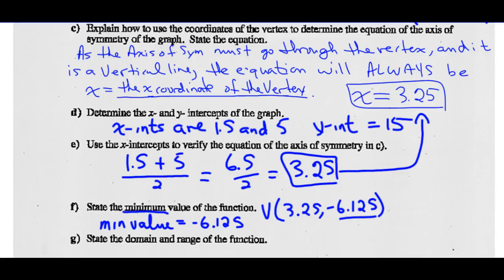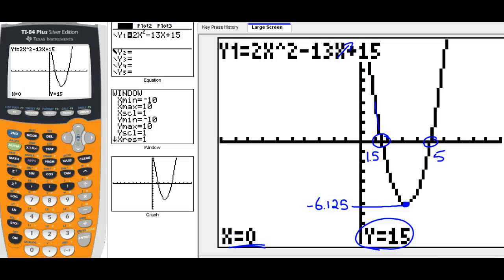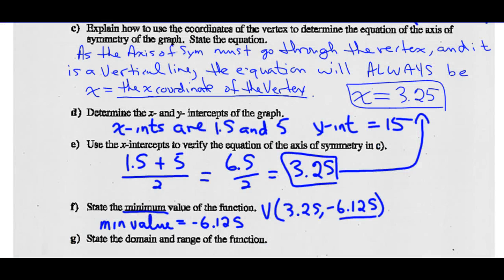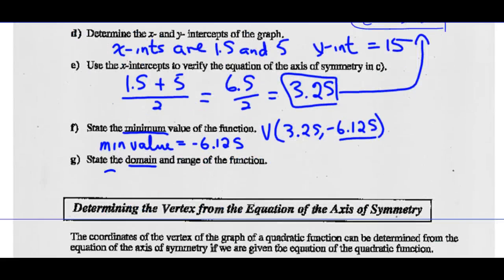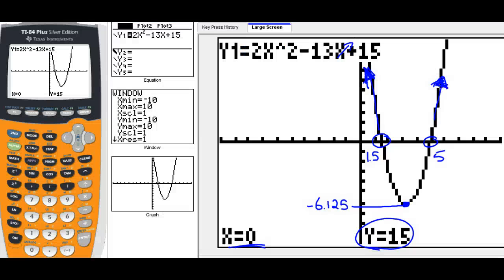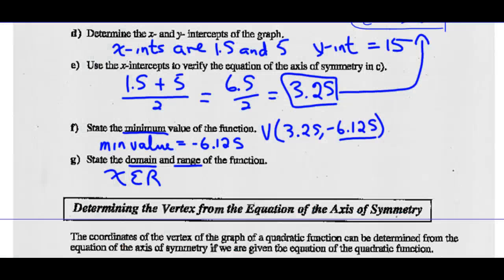Finally, state the domain and range of the function. So domain, we're looking for how far left and how far right. This graph goes forever left and forever right. So our domain, x is any real number. And for our range, this graph goes forever up, but never, ever, ever below the minimum value of negative 6.125. So I would say my range is y must be greater than or equal to negative 6.125. And y can be any real number as long as it's greater than that. All right.